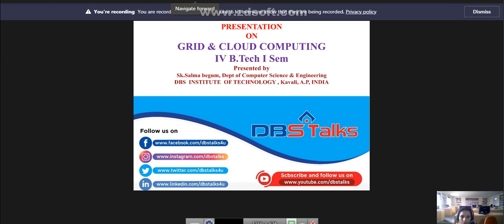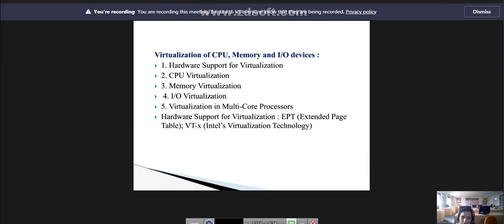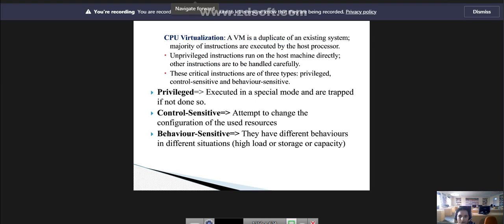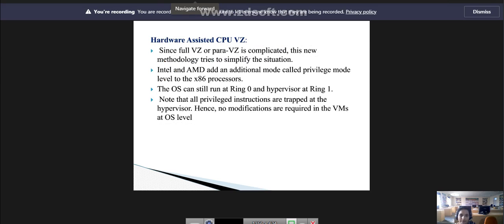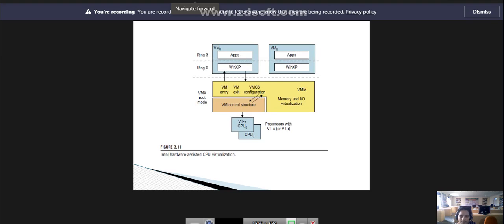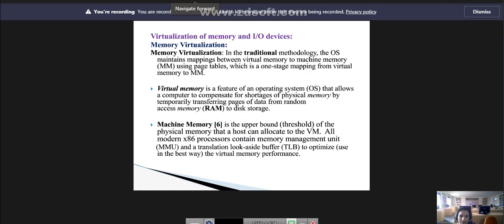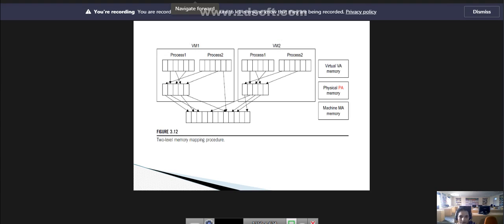So coming to the topic, in previous videos we have discussed the virtualization of CPU, memory and input output devices. We have explained hardware support for virtualization, CPU virtualization, hardware assisted CPU virtualization, and this is the image of hardware assisted virtualization, and virtualization of memory and input output devices. So all these things we have discussed in the previous class.